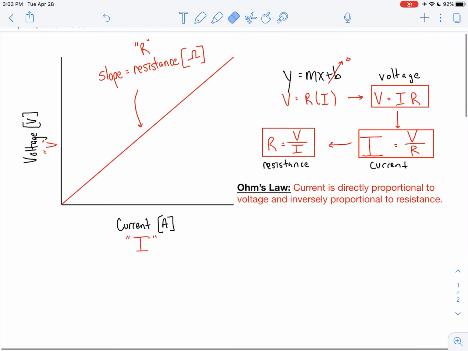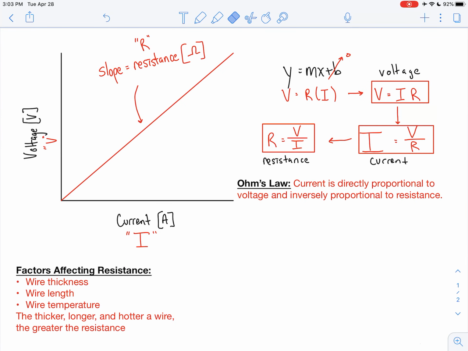Now, what are the factors that affect resistance? Really, you need to look at the wire thickness, the wire length, and the wire temperature. So the thicker, the longer, and hotter a wire, the greater the resistance.